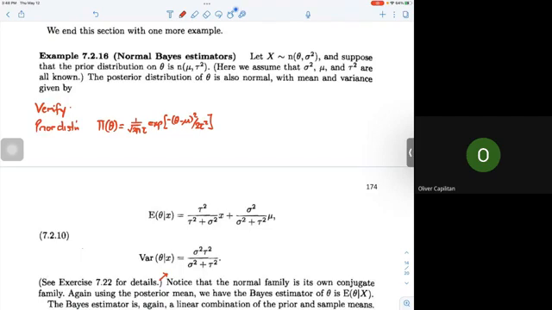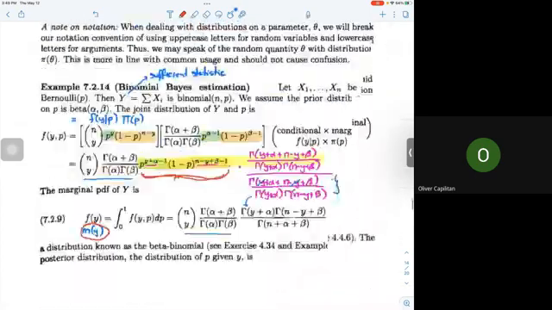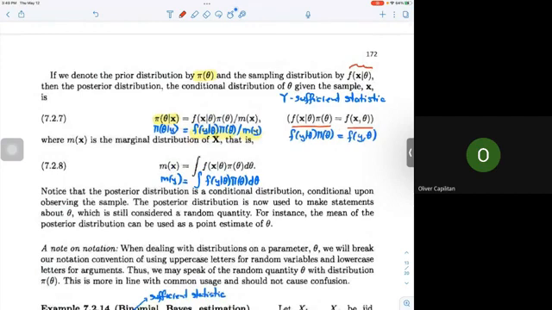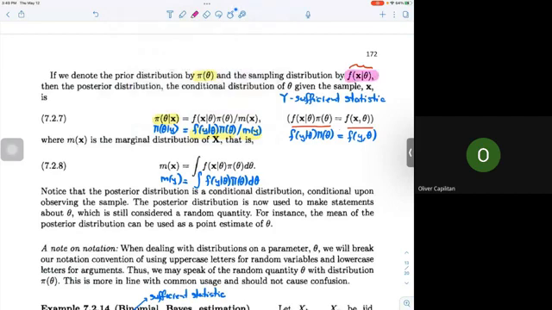Take note, it should be the sampling distribution. This is a sampling distribution, this part here. We take the joint PDF or the joint PMF. That's the sampling distribution.